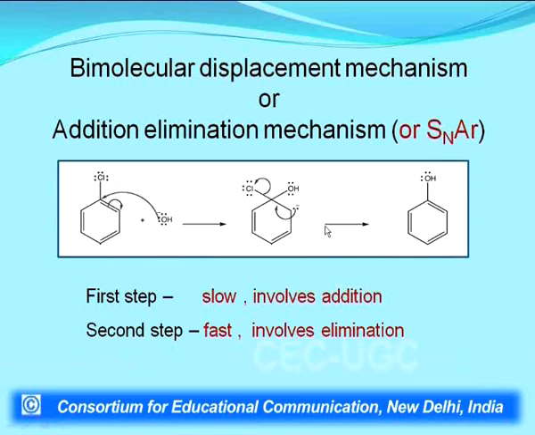And then in the second step, these electrons go back and this leaving group, that is halide ion, is lost. So, this gets substituted by OH. So, this is a reaction which is occurring in 2 steps. First step involves a sort of addition and second step is elimination. This reaction is quite similar to what we discussed in our previous session in case of acid derivatives.